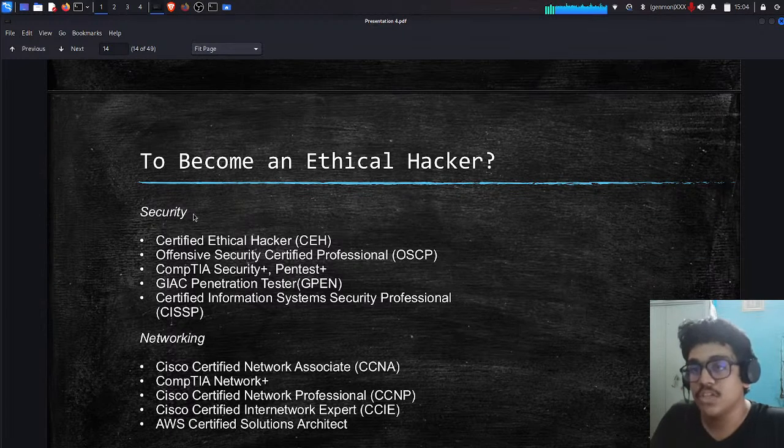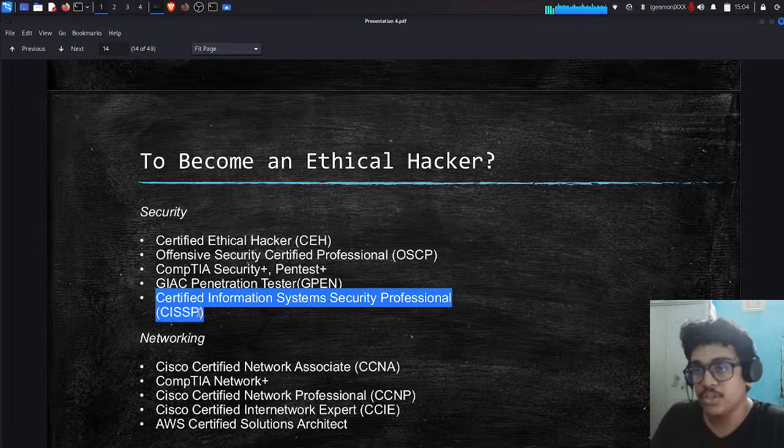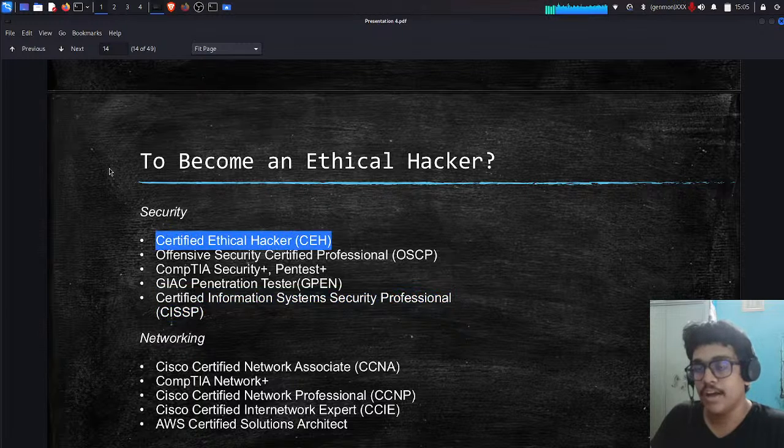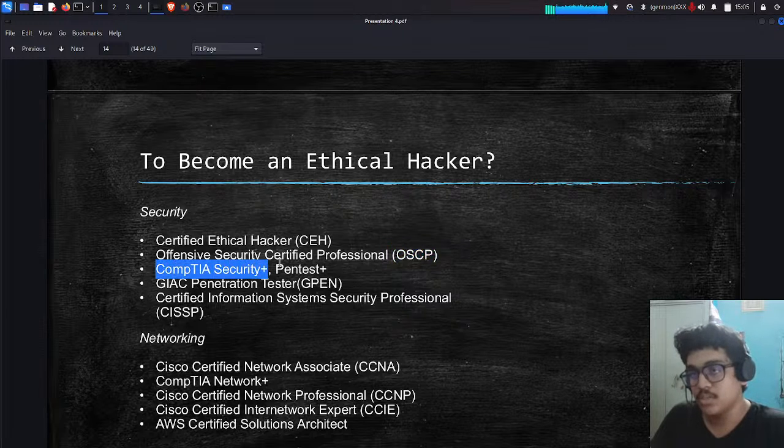For security, I will suggest all the certificates that are present, except the Certified Information Systems Security Professional, because you need 5 years of experience in the ethical hacking field before you are qualified to take the exam for this certificate. For now, you can go for Certified Ethical Hacker. I have Certified Ethical Hacker version 9 and version 11, I guess. Both are expired. I am aiming for OSCP. In between, I will target CompTIA Security Plus or Pentest Plus.